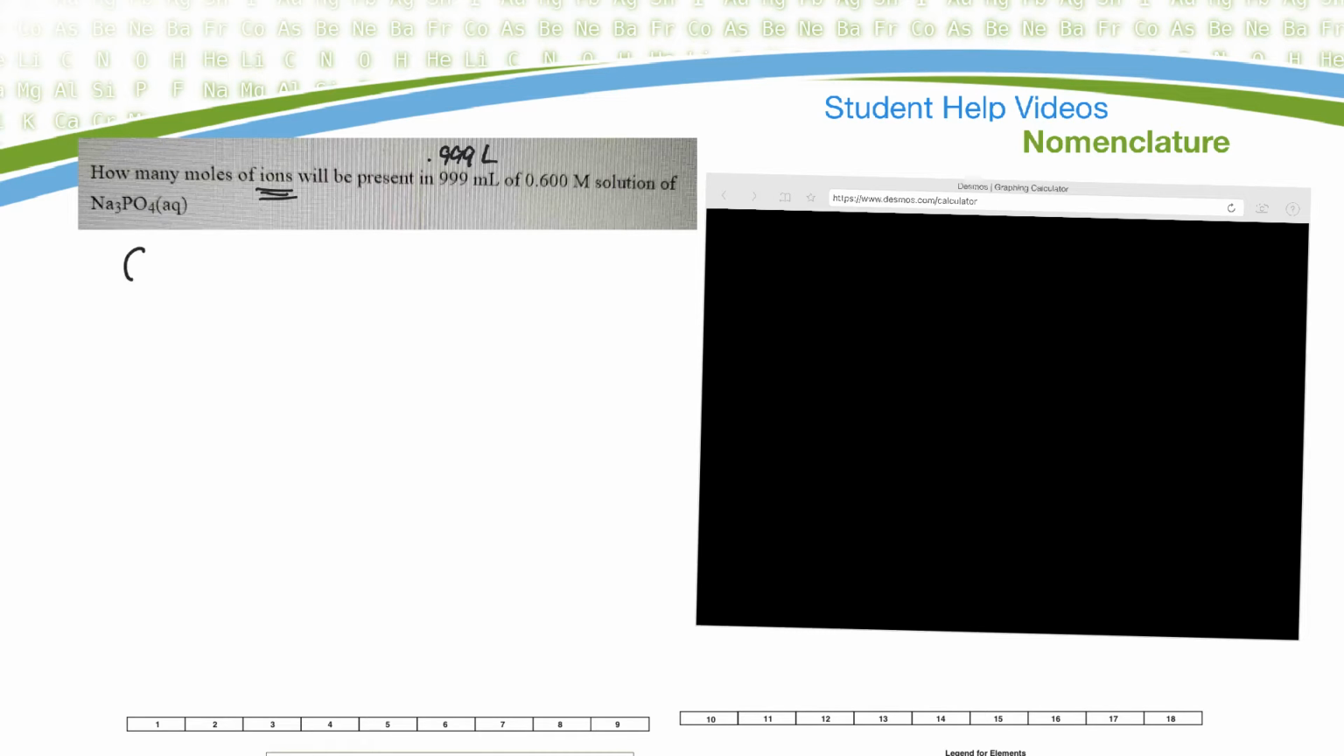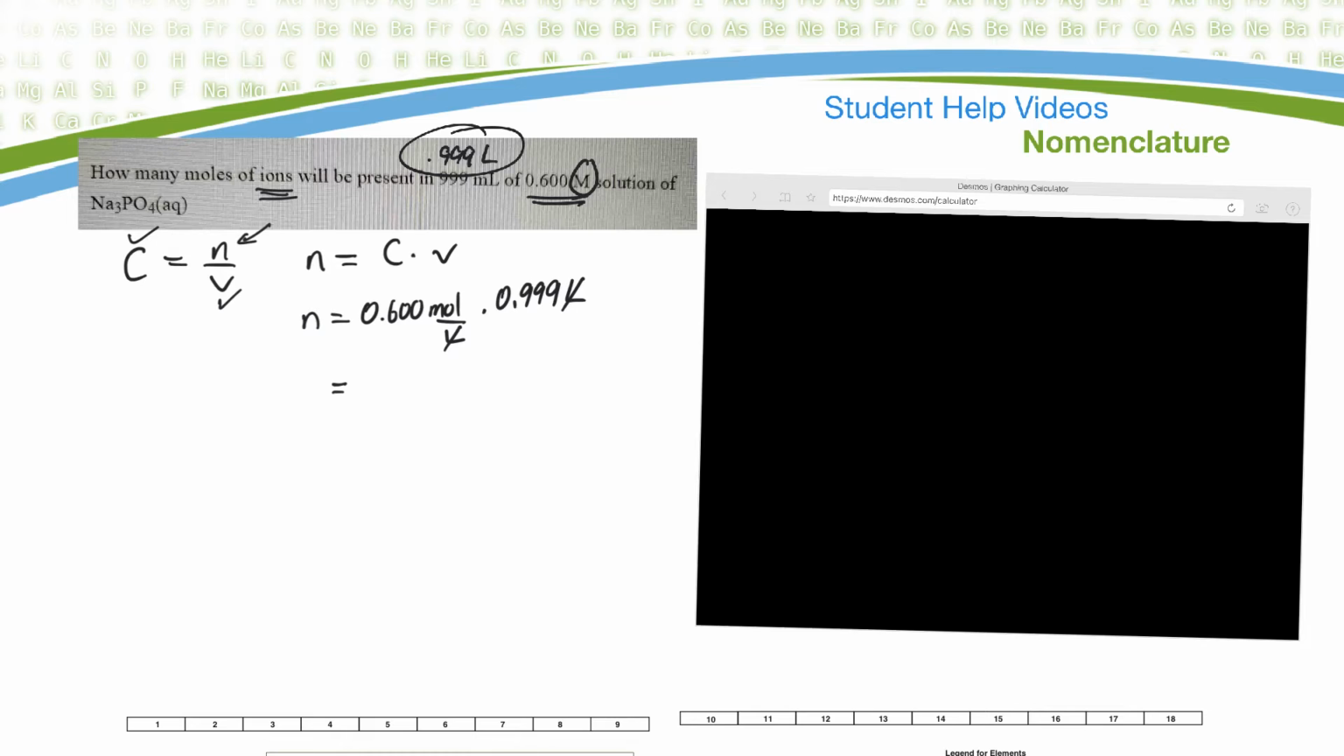Okay, well, you could just do this. C is equal to N over V, and you're looking for moles. So I know a concentration, that's this, and I know a volume, that's that. So I can solve for N. N will be equal to C times V. So the concentration is 0.600, and they say a capital M there, but I like to write it as moles per liter. This stands for moles per liter. Times the volume, 0.999 liters. So the liters cancel.